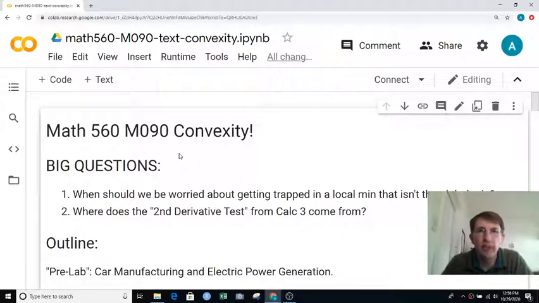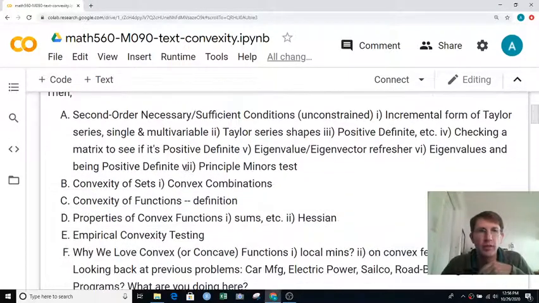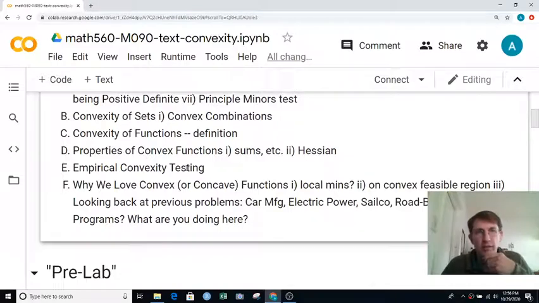All right, starting module 90, which is about convexity, we have two big questions that we've developed from previous modules. One is, when should we be worried about getting trapped in a local min that isn't the global min? The other one is the second derivative test from Calc 3. What's the theory behind that? Here's a quick outline, but we'll just see each thing as we go.